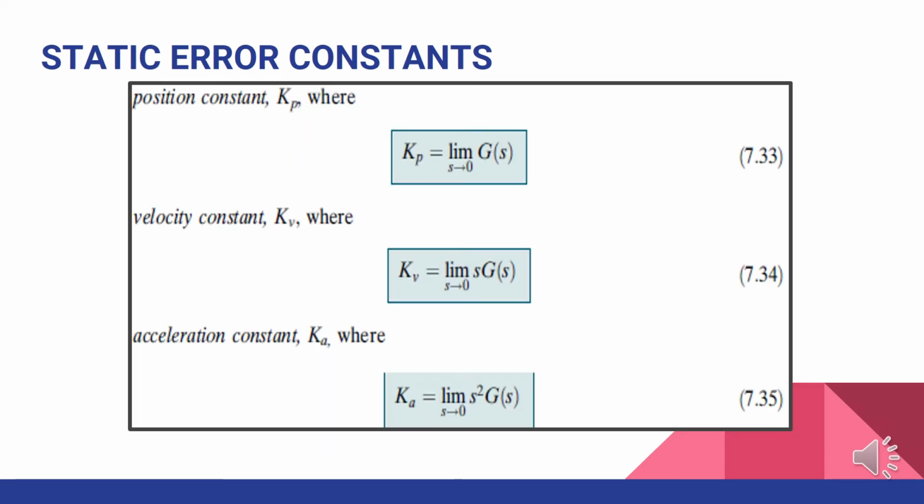So the next is if we're going to find the position constant, we could use Kp is equal to limit G(s) as s goes to 0. If we're going to find the velocity constant, represented as Kv, use Kv is equal to limit sG(s) as s goes to 0. And if we're going to look for the acceleration constant, which represents Ka, we could use Ka is equal to limit s squared G(s) as s goes to 0.